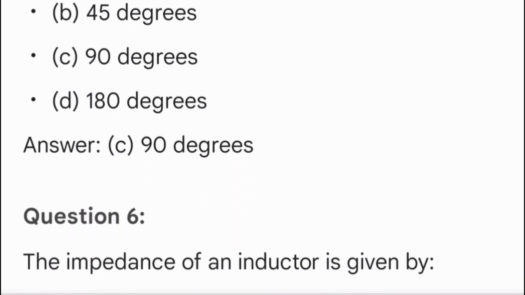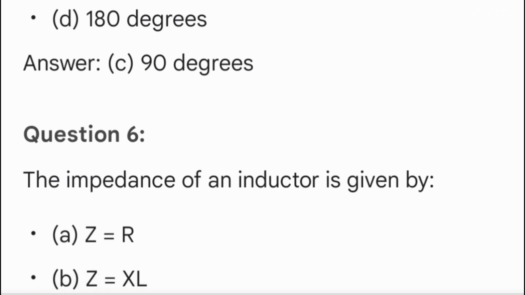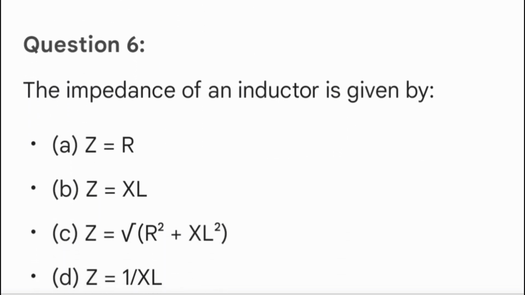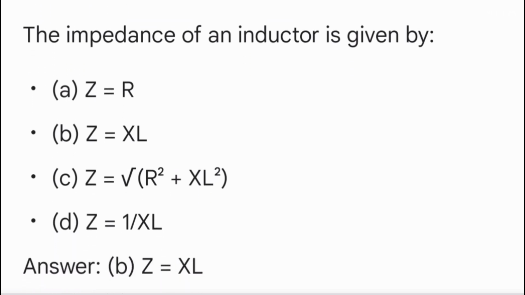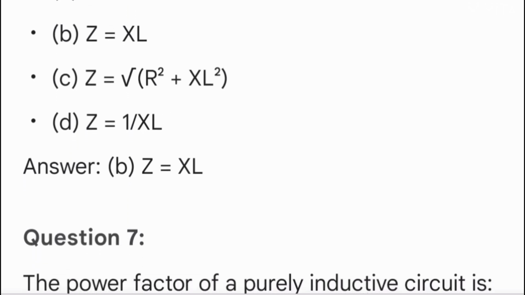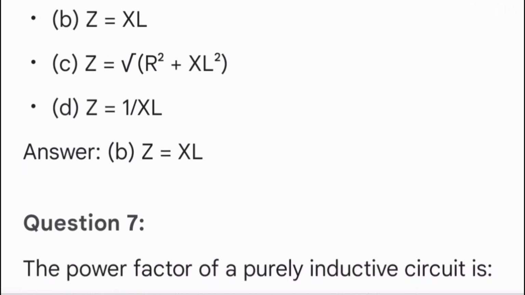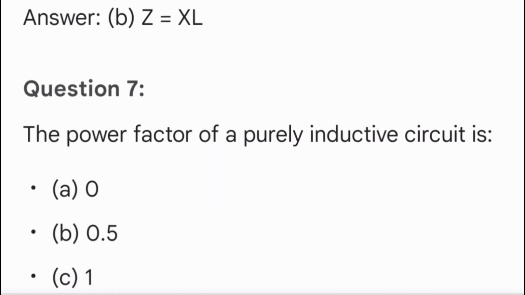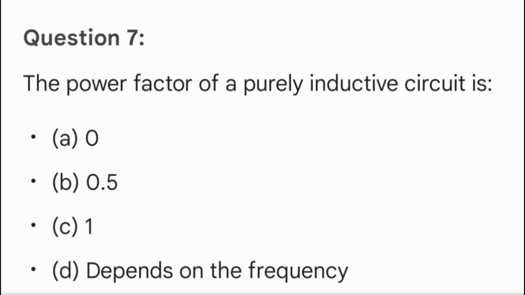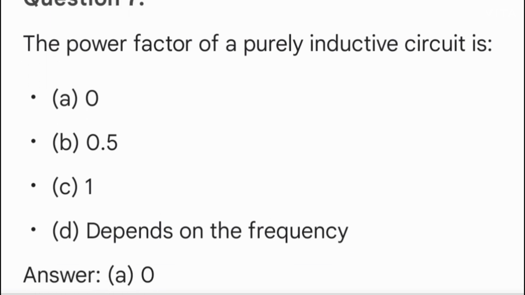Question 6. The impedance of an inductor is given by A. Z equals R, B. Z equals XL, C. Z equals square root of R squared plus XL squared, D. Z equals 1 by XL. Answer: B. Z equals XL. Question 7. The power factor of a purely inductive circuit is A. 0, B. 0.5, C. 1, D. depends on the frequency. Answer: A. 0.